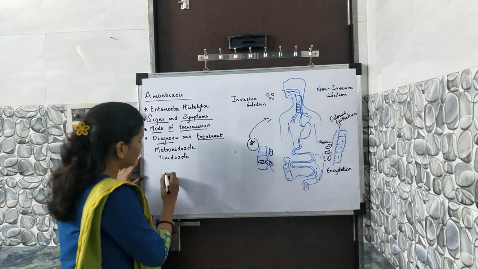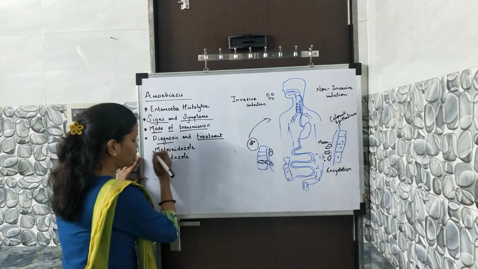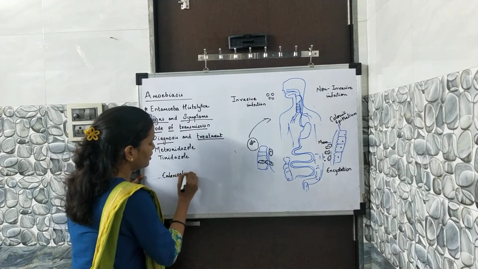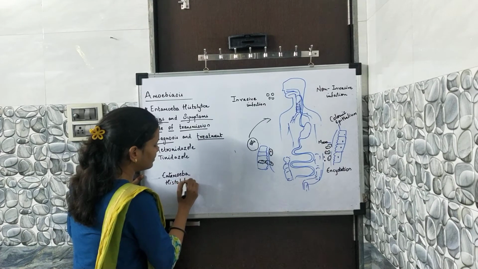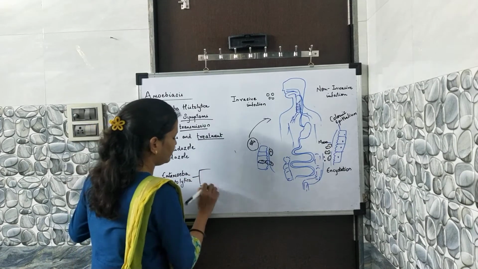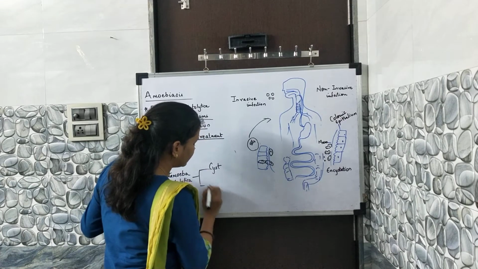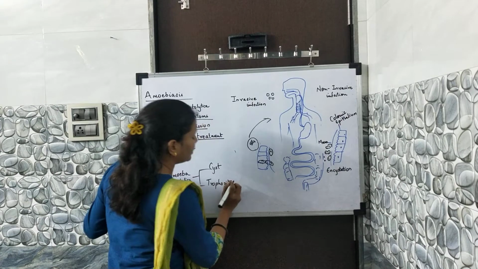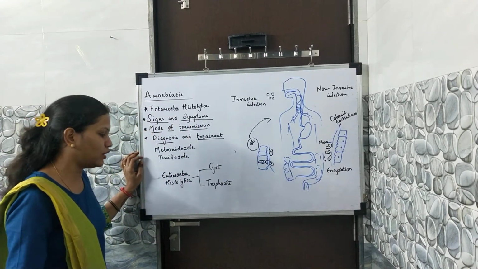When we are discussing amoebiasis, or the protozoa Entamoeba histolytica, this Entamoeba histolytica has two forms. One form is called the cyst form, and the other is called the trophozoite form. And in this part we are going to discuss both forms of Entamoeba histolytica.